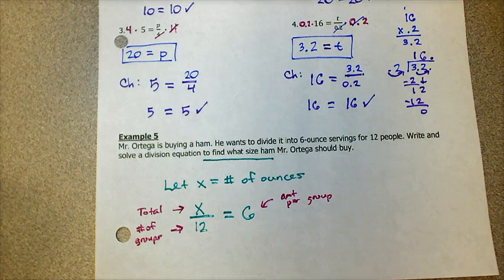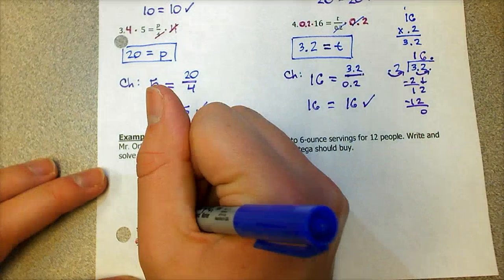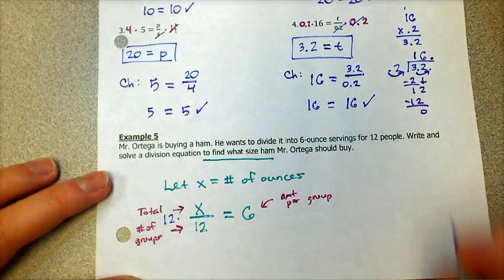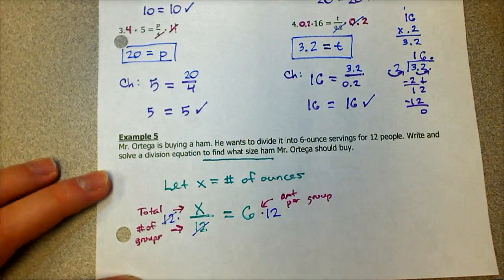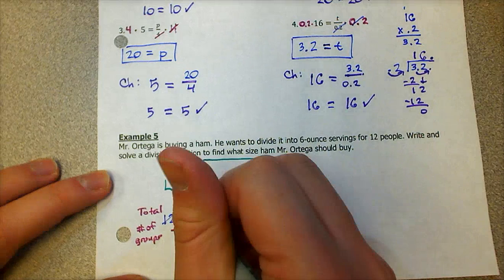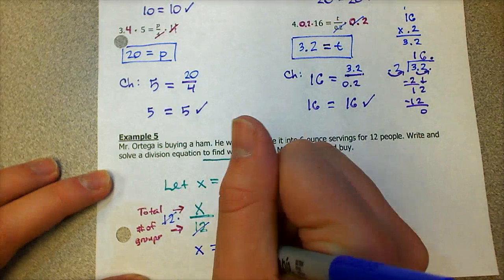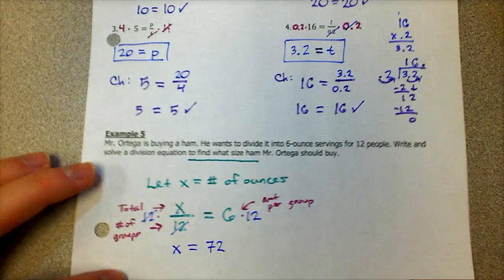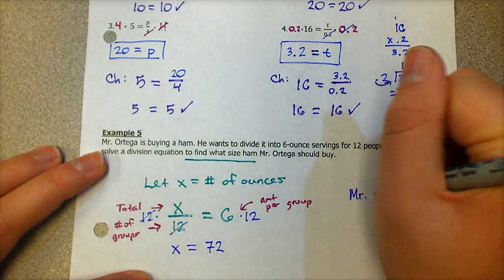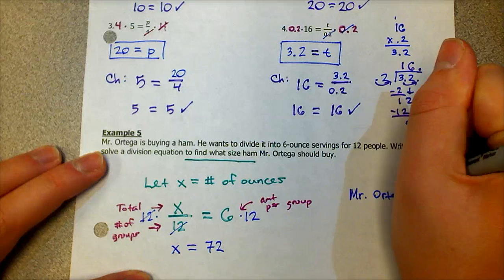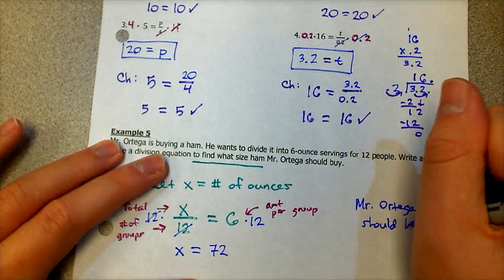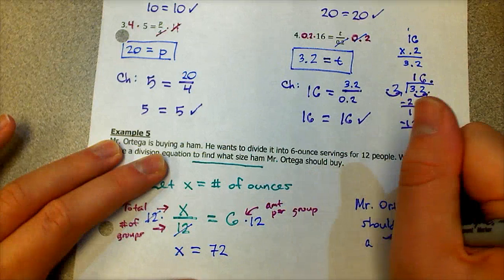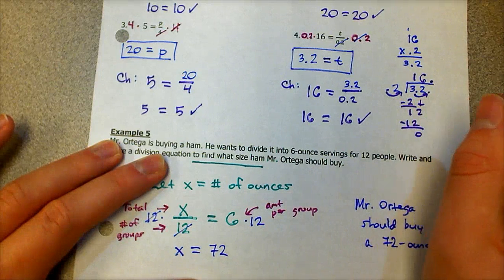That's how we got that equation. To solve this equation, we're going to multiply both sides by the denominator, so 12 is what we'll multiply by. My 12's cancel on the left side, so I'm left with x equals 6 times 12 is 72. So that means that Mr. Ortega should buy a 72-ounce ham.